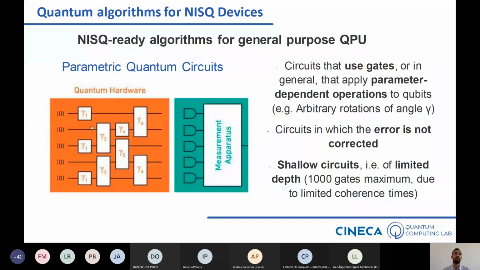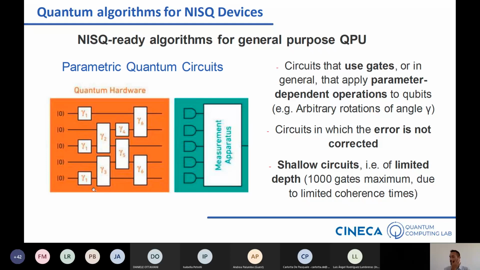That could be, for example, arbitrary rotation. So you add some phase or rotation of an angle gamma. Of course, you need to insert both single qubit gates and entangling gates, like C naught, and then rotation and C naught, for example. So it's going to look like a real quantum circuit.